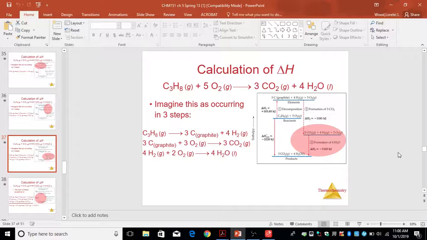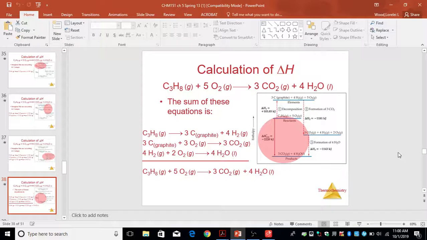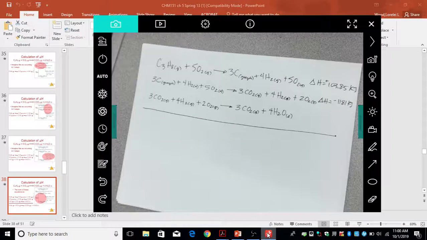I started with my reactants. Now my products are 3CO2 as a gas. So you should write that, 3CO2 as a gas plus 4H2O liquid. Right. And then what that gives us is this overall reaction. So I'm going to show you how we calculate the overall reaction. Don't write the overall reaction. What I'm going to show you is how we figure that out.